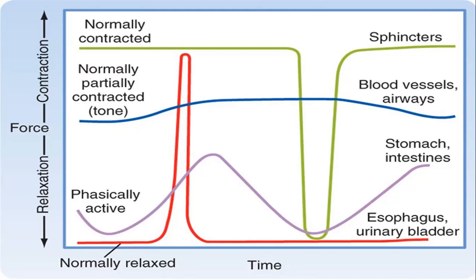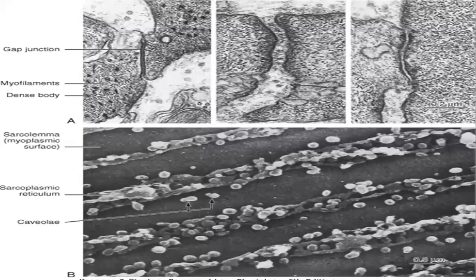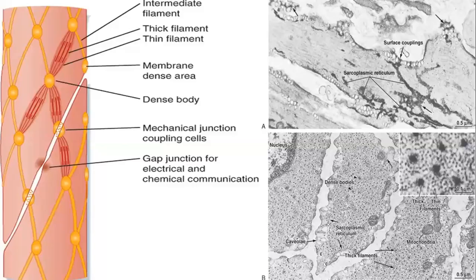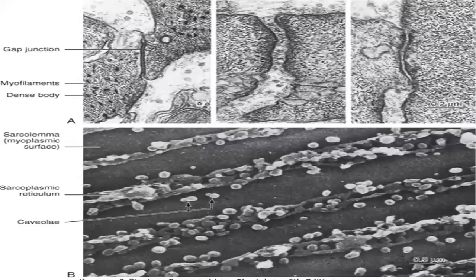Now, electrical and mechanical activity of the smooth muscle. We will discuss that. Here you can see in this picture the gap junctions, the myofilaments, the dense bodies which are present in the smooth muscles. Let's see something about the caveoli. You can see here there is a structure that is named caveoli. So what is that?